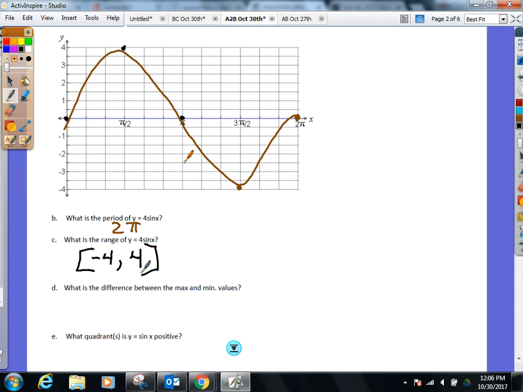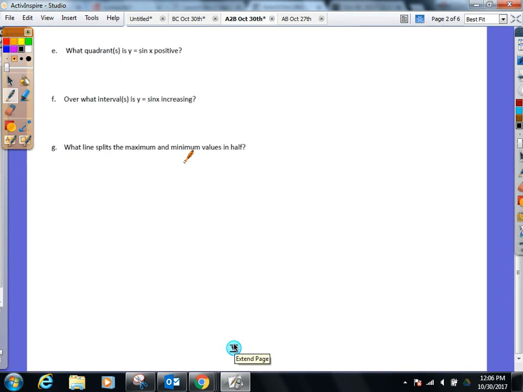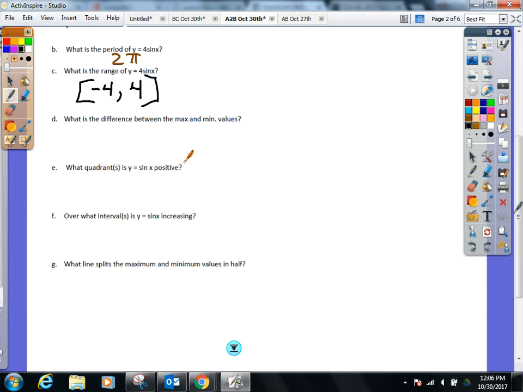The other way we could do it was inequalities. Anybody want to do that way? Okay, well, let's just move on then. What's the difference between the max and the mins? Vinny, get somebody.